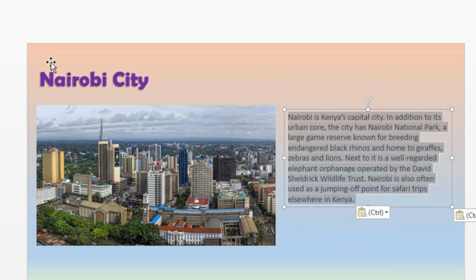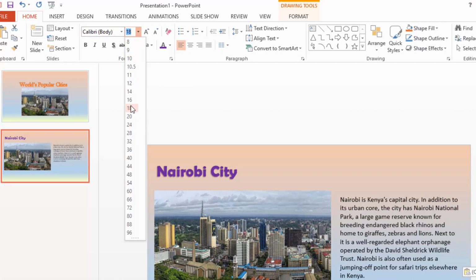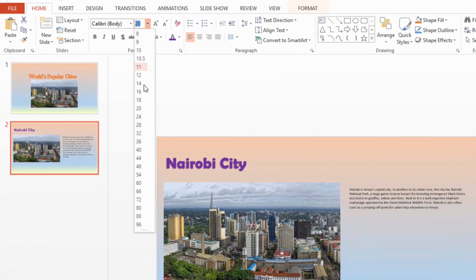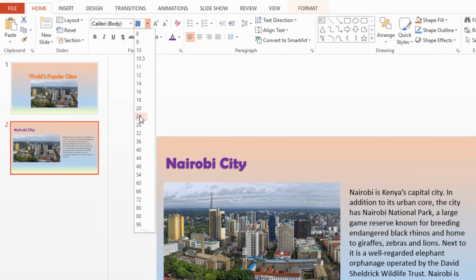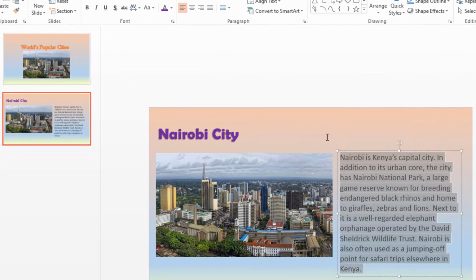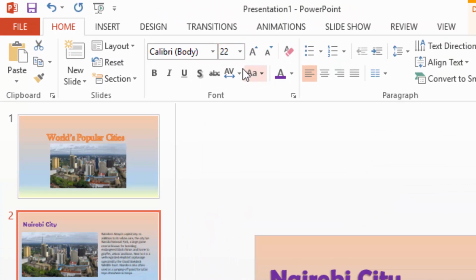Then I will just select my text and increase its size. Maybe to 20. And remember that for all slides, the size of the text for the title and the size of the text for the paragraph must be uniform throughout the slides. So let me just increase this to maybe 22. Okay, 24. If 24 is too big, let me just type directly here 22, then press enter.